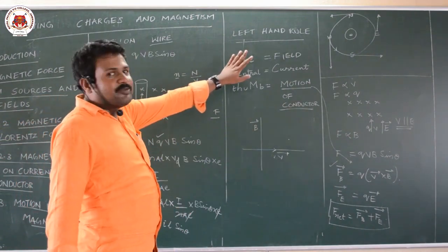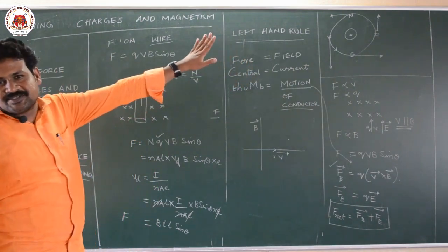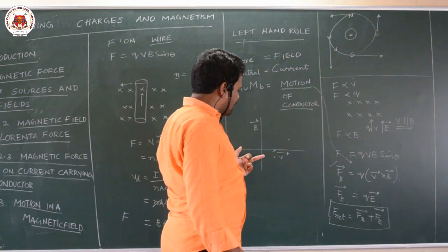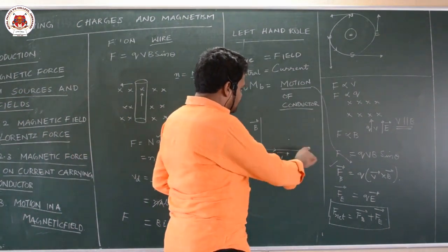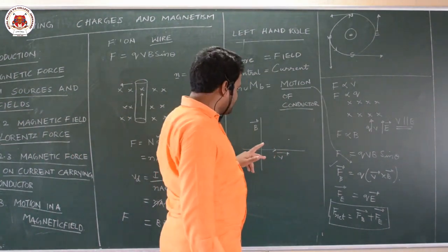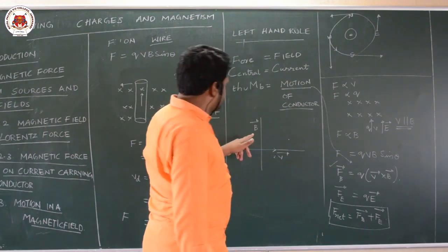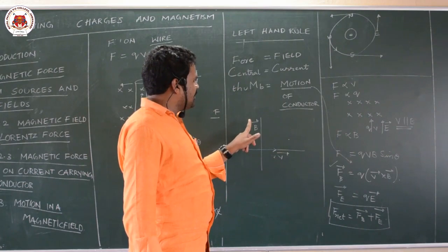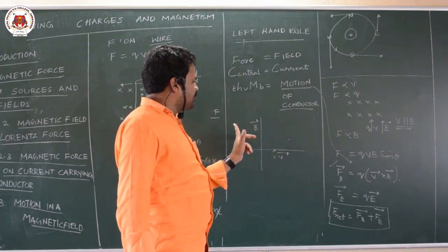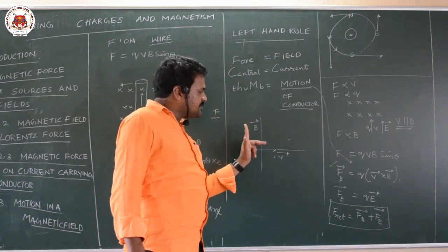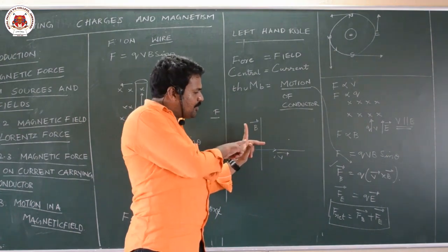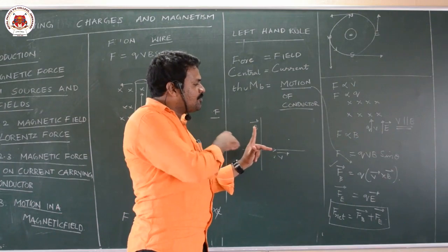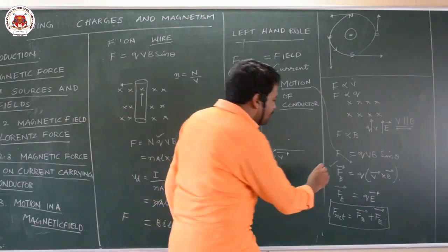For that we can use this formula, because the direction of a positive charge is the direction of current. So this is field, forefinger is field, central finger should be the direction of current. Proton will deflect in this direction, whereas electron will deflect in the opposite direction, because this is force on a positive charge.